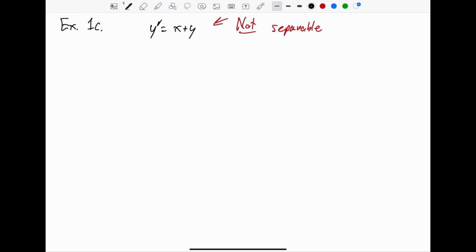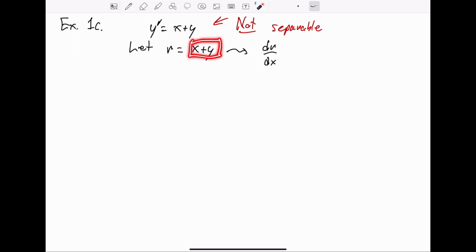I'm going to make a simple substitution. I'm going to say, let's let some value, we'll just call it r, be equal to x plus y. So I'm just redefining x plus y to just be this one single variable r. This substitution might seem a little bit arbitrary. How does this help us? Well, consider taking the derivative of both sides with respect to x. So we have the derivative of r with respect to x, and taking the derivative of the other side, the derivative of x with respect to x is just 1, and the derivative of y with respect to x is dy dx.